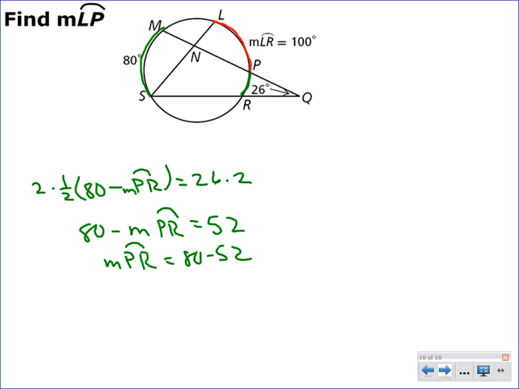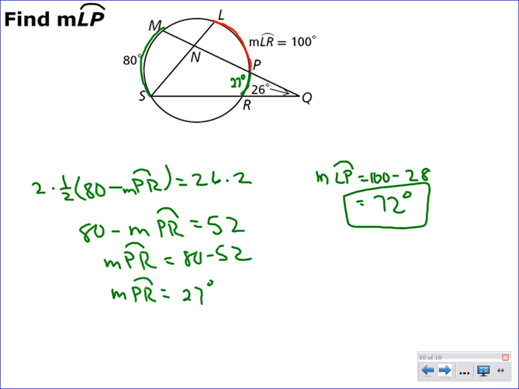So I get 80 minus 52. So the measure of PR is going to be equal to 27 degrees, right? 27. So that means this is 27. I know the whole thing is 100. So the measure of LP is going to be 100 minus 28, or 72 degrees. Okay, that was the easy one, because you only had to find one other thing. But remember that if things intersect or cross, you're always looking for multiple different ways to find angles, either inside, outside, or on.